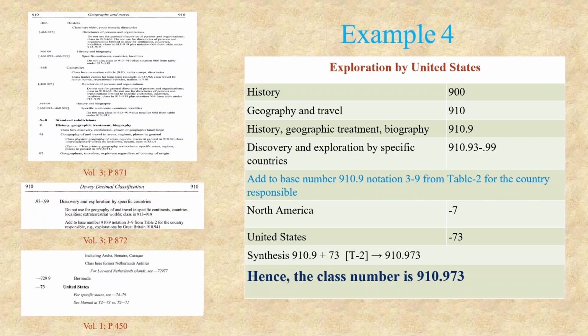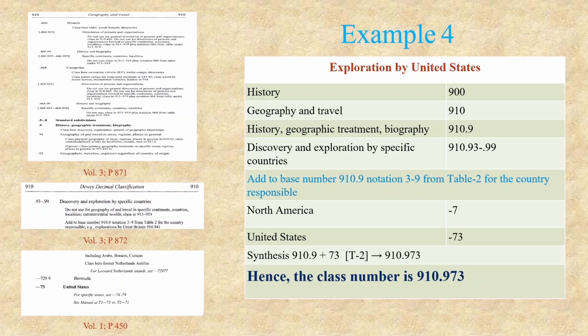First we will identify the key elements. What is the main subject? Here the main subject is exploration, which falls under geography and travel, that is class number 910. Then the specific country: what is the specific country here? That is United States. Then step 2: check for a ready-made number in the schedule for this title.